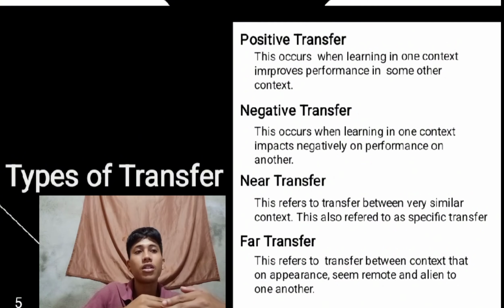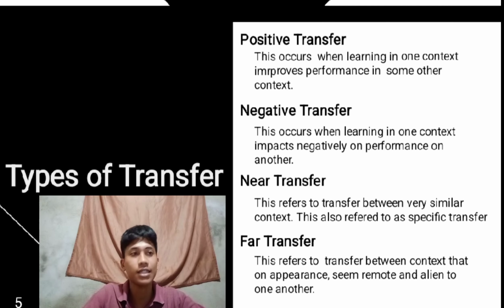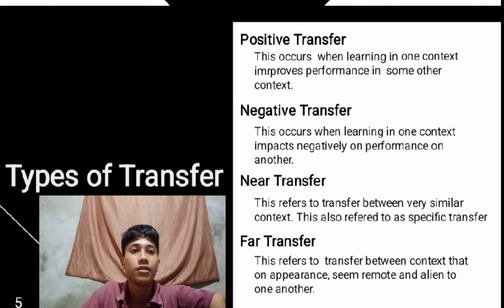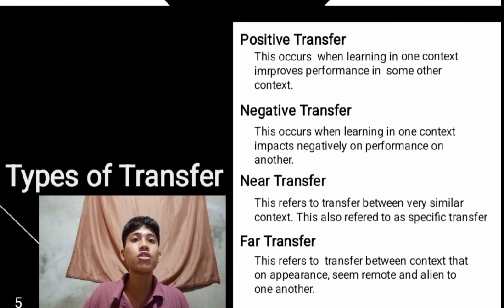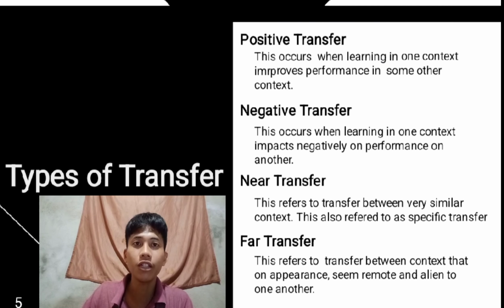So let's move to near transfer. What's near transfer? Near transfer refers to transfer between similar contexts. It is also referred to as specific transfer. For example, a student who learns to solve addition problems with whole numbers can easily apply the same skill to addition with decimals because both tasks are closely related. A similar situation applies to a similar problem.